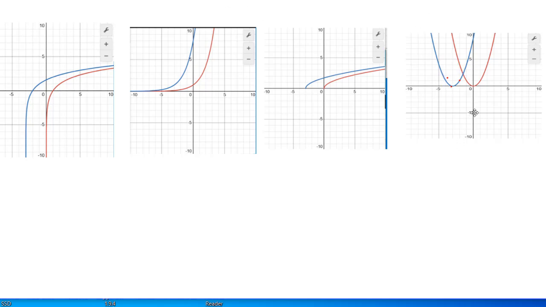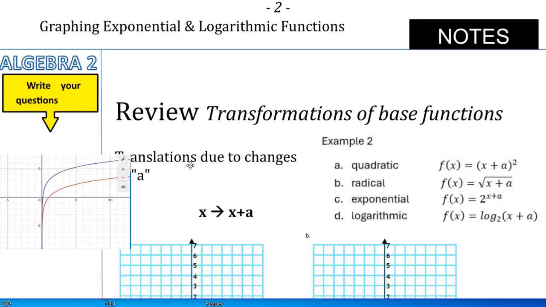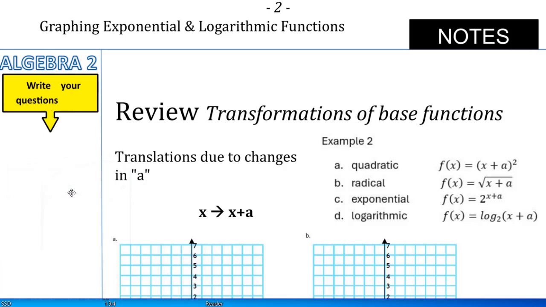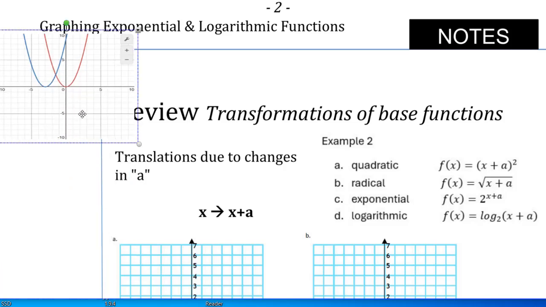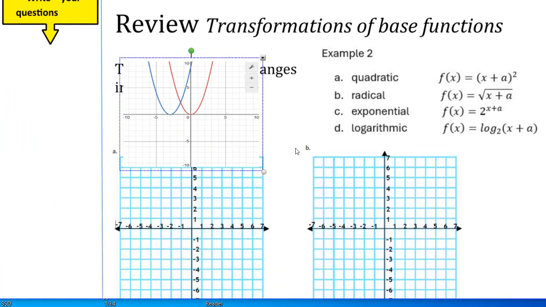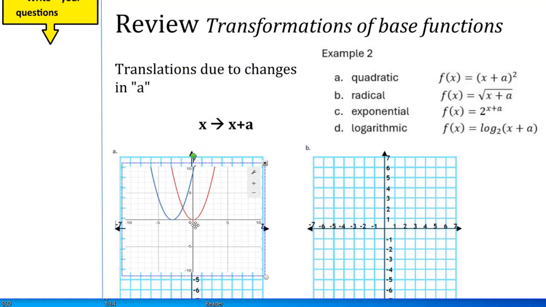Put this here and bring this one down and paste that there. So there's the quadratic with a gone to 3, and that's the blue one. Notice that the vertex is now on -3.